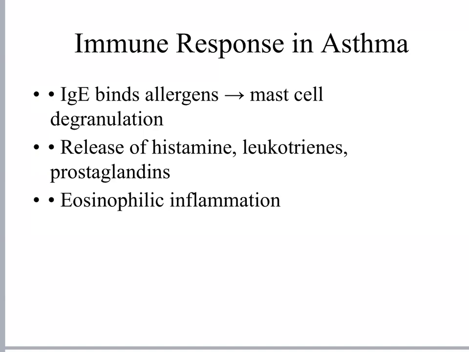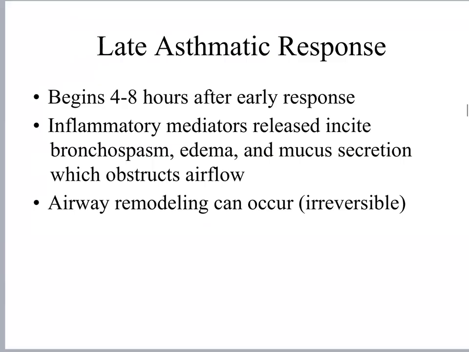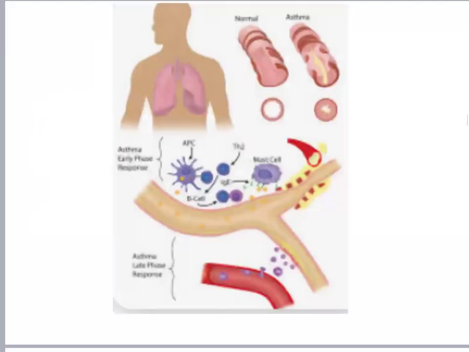So there is also a late asthmatic response, and it begins 4 to 8 hours after the early response. And this is when those inflammatory mediators have been released and they incite bronchospasm, edema, and mucus secretion, which obstructs airflow. And then airway remodeling can occur, and that's irreversible. So that completely changes that epithelial lining and the architecture, basically, of the bronchial tube. So here's a kind of a blurry picture at the bottom of that late response to asthma.